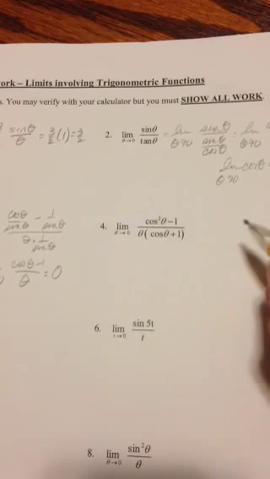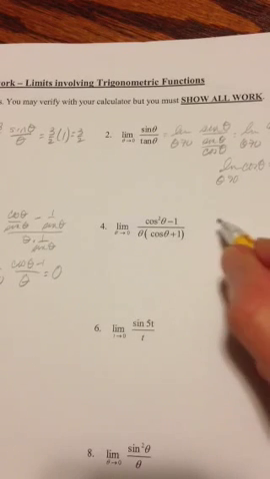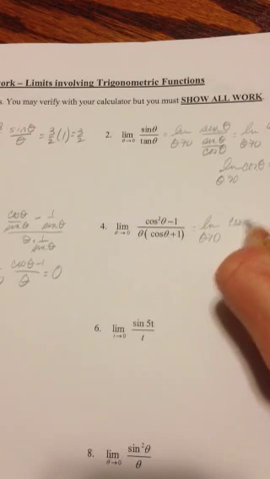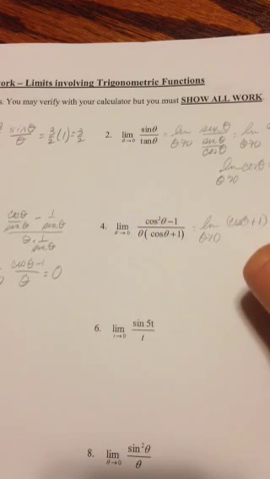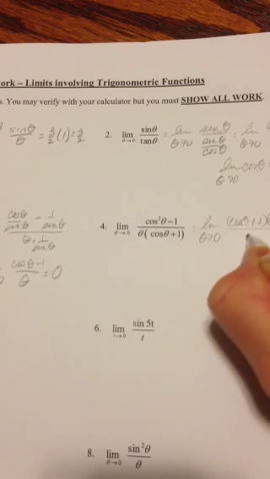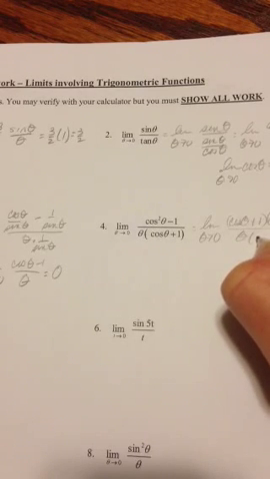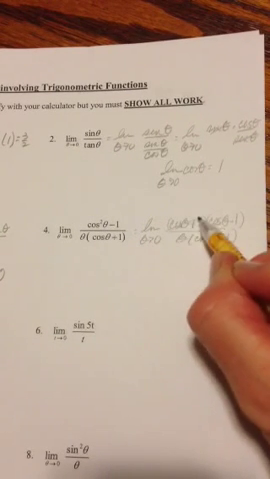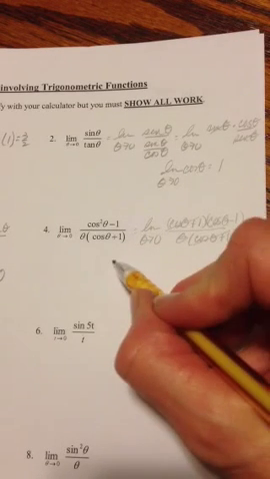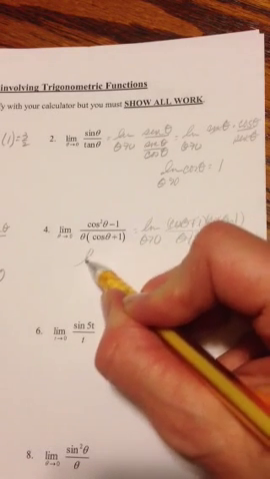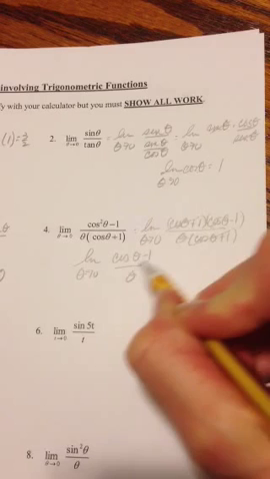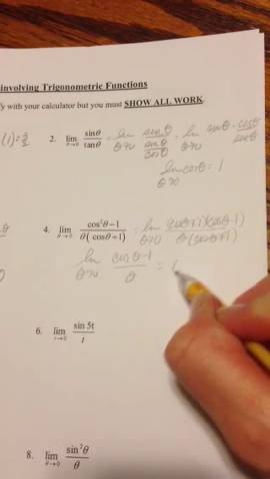And finally, in this first set, I'm going to do number 4. Factor the numerator. Difference of squares: cosine of theta plus 1 times the cosine of theta minus 1, divided by theta times cosine of theta plus 1. Cosine of theta plus 1 is found in the numerator and the denominator, so I can reduce that. The limit as theta goes to 0 of cosine of theta minus 1 over theta, again just as in number 3, is equal to 0.